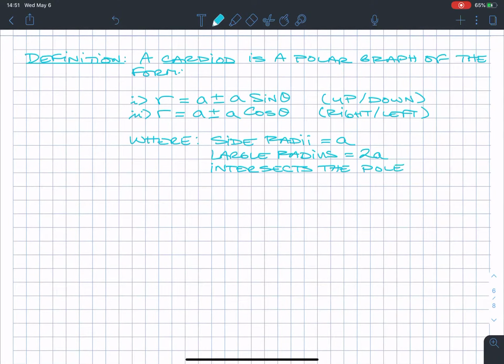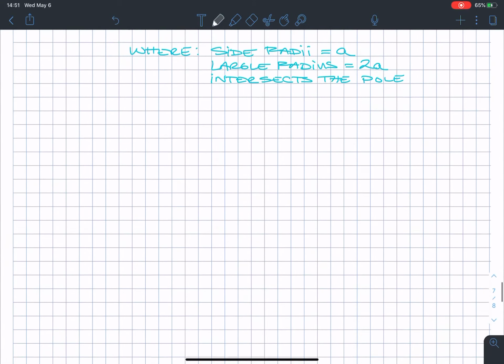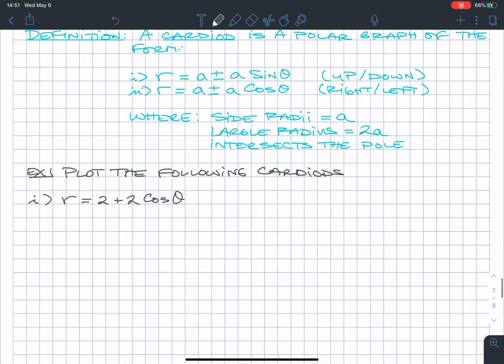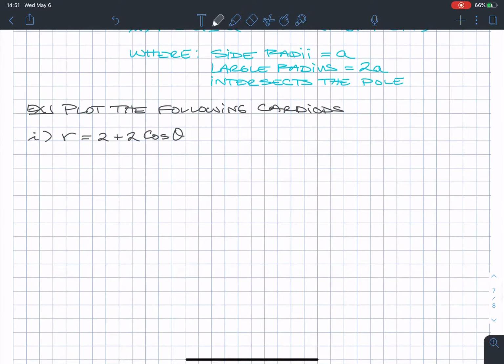Okay, so let's go ahead and plot one of these, or how about 4 of them? So for example, plot the following cardioids. Number 1, say we're given r is equal to 2 plus 2 cosine theta. And let's say I didn't have any of the guidelines I have up here. So what I'm going to do is set up an r comma theta chart.